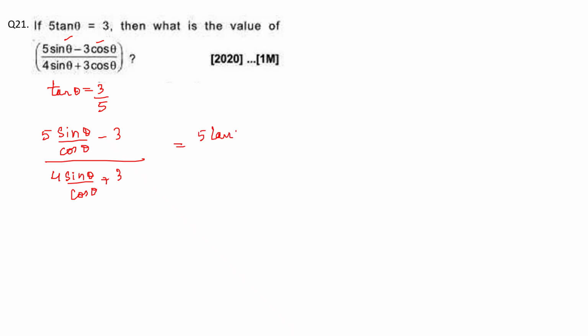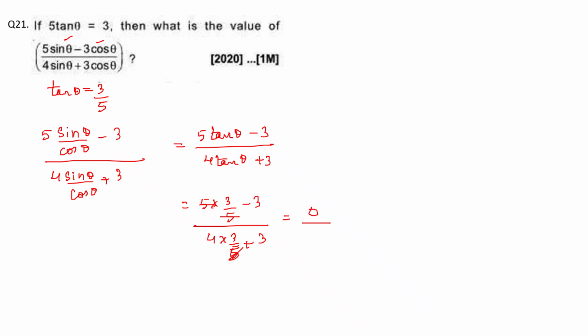So 5 tan theta minus 3 by 4 tan theta plus 3. Now tan theta is 3 by 5. So 5 into 3 by 5 minus 3 divided by 4 into 3 by 5 plus 3. So from here 5 and 5 cancel. So the numerator is 3 minus 3, which is 0. And 0 divided by 12 by 5 plus 3. So 0 divided by anything is 0 only. So the answer is 0.